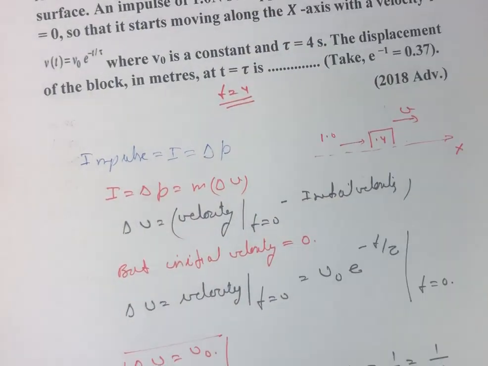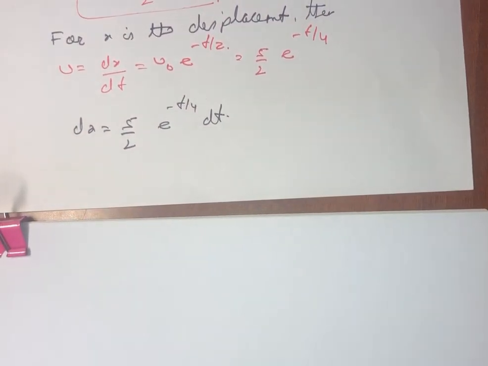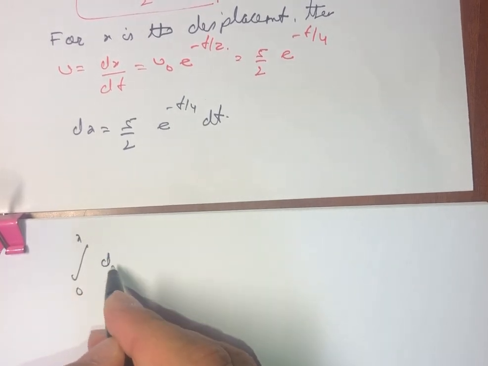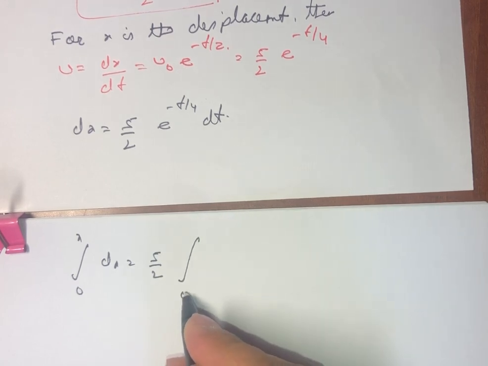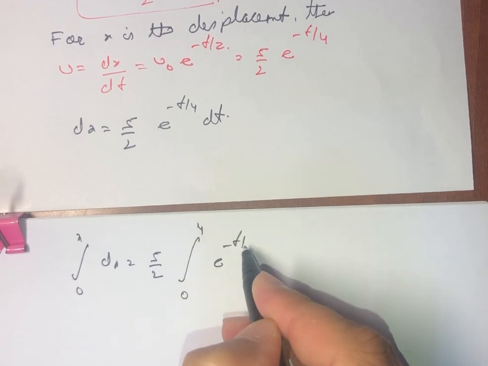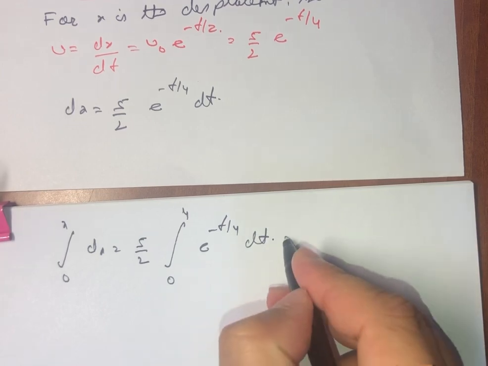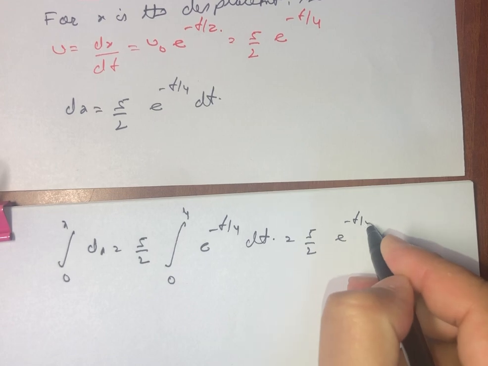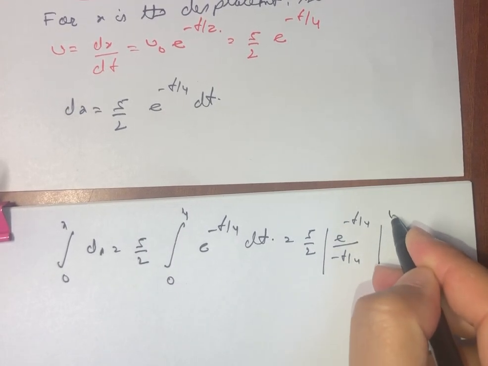Now it is left only to integrate it. So we integrate from 0 to x of dx equal to 5/2 times the integral from 0 to 4 of e raised power minus t upon 4 dt. This will be equal to 5/2, e raised power minus t by 4 divided by minus 1 by 4, within limits of 0 to 4.